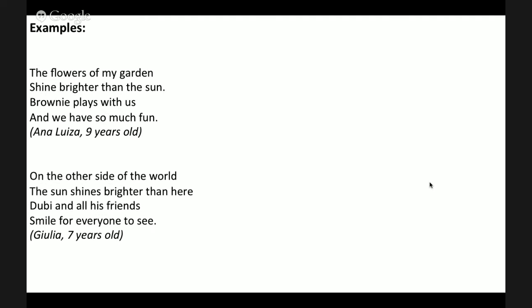The next poem is from a lovely girl, and she's 7 years old. So she wrote, "On the other side of the world, the sun shines brighter than here. Doobie and all his friends smile for everyone to see." Doobie is another bear from Dubai, and he's here with me too.